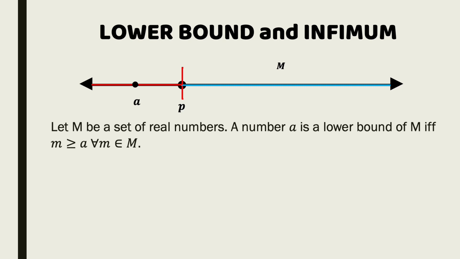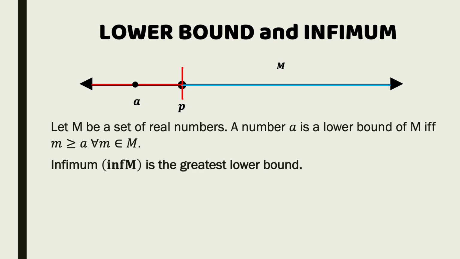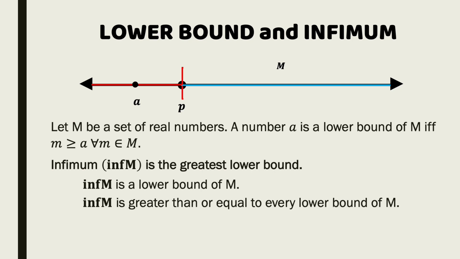However, if p is not contained in the set, p is still a lower bound of m but not the minimum value of m. The greatest among all lower bounds is called the infimum. There are two conditions that should be met for a real number to be an infimum of a given set, say set m. First, infimum of m is a lower bound of m, and it should be greater than or equal to every lower bound of m.